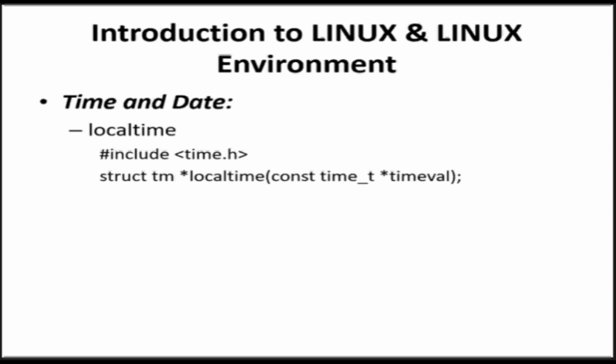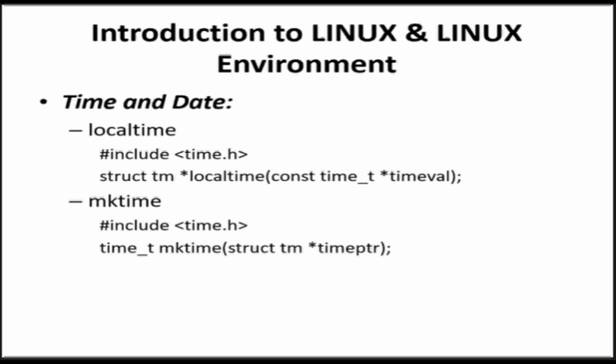And to convert the broken-down time structure into a raw time structure, that is, to convert a broken-down tm structure into a raw time_t value, we can use the function mktime, which is shown on the screen. The mktime function has the following syntax, taking a time pointer, and this will return -1 if the structure can't be represented as a time_t value.